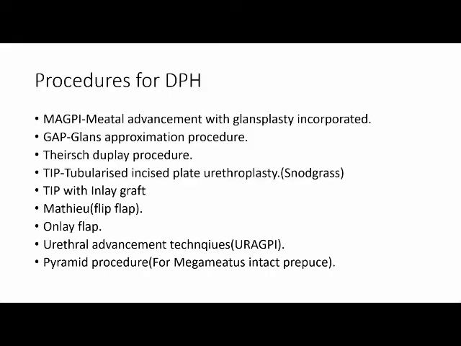Various commonly used procedures for distal penile hypospadias include a MAGPI procedure, that is meatal advancement with glansplasty incorporated, a GAP procedure, that is glans approximation procedure, the urethral mobilization procedure, and the commonly used tubularized incised plate urethroplasty procedure popularized by Snodgrass, and also a TIP procedure with an inlay graft. The other procedures include Mathieu's flip-flap technique and an onlay flap. Urethral advancement techniques are also available, and a pyramid procedure, especially for megameatus intact prepuce type of distal hypospadias. We'll be coming into details of each in the upcoming slides.